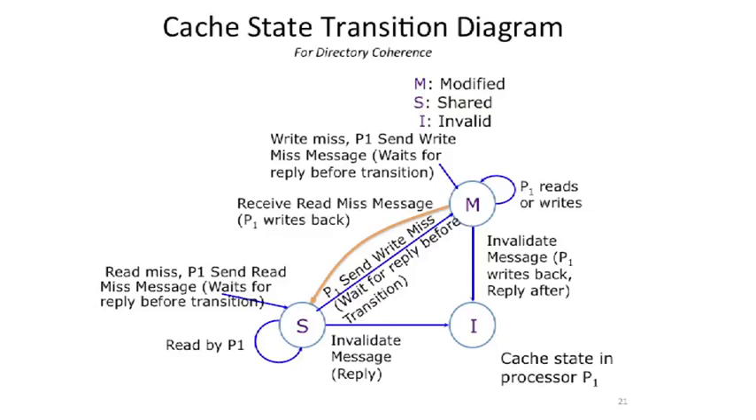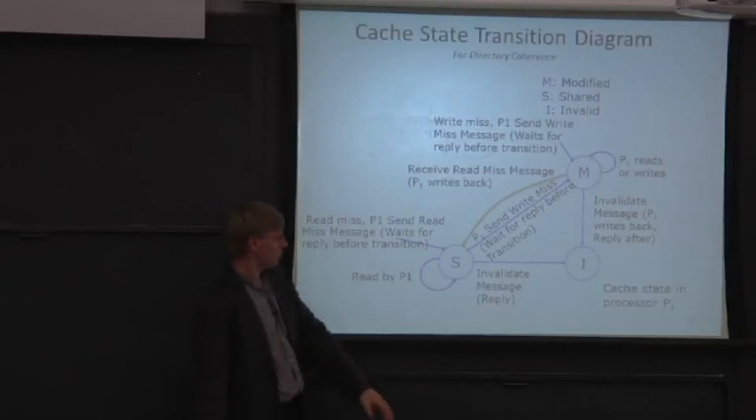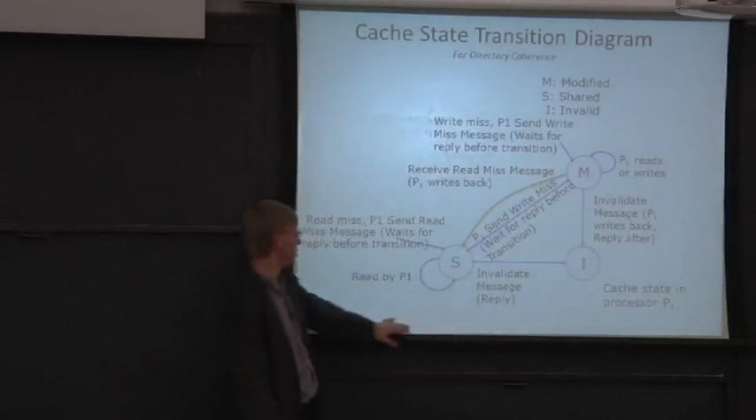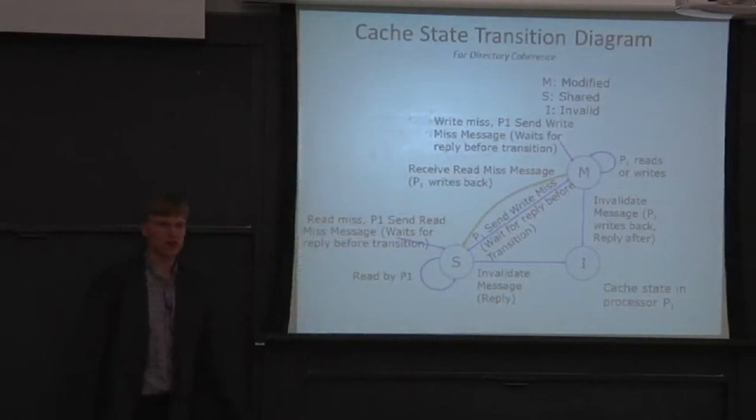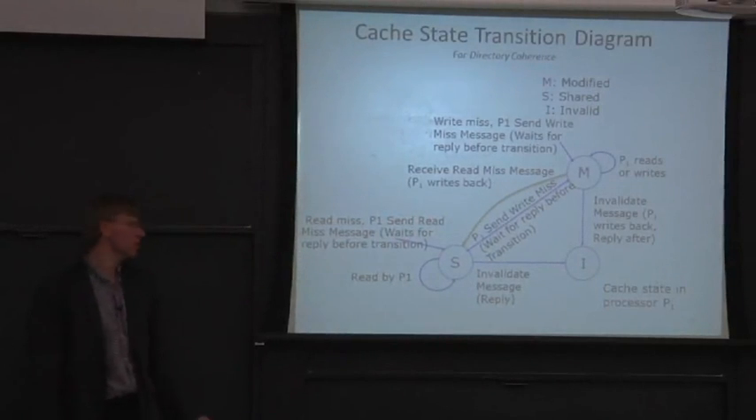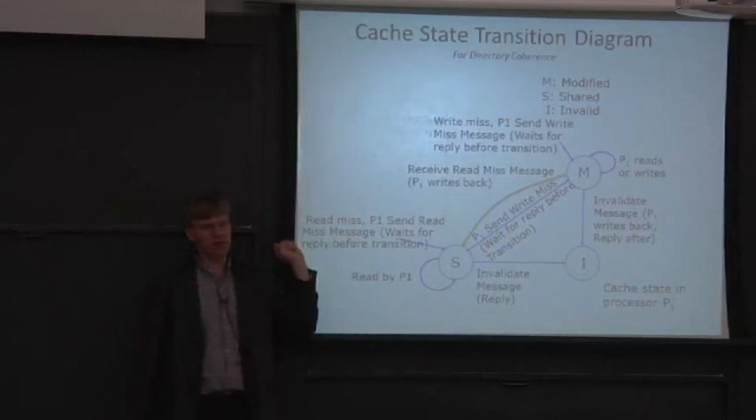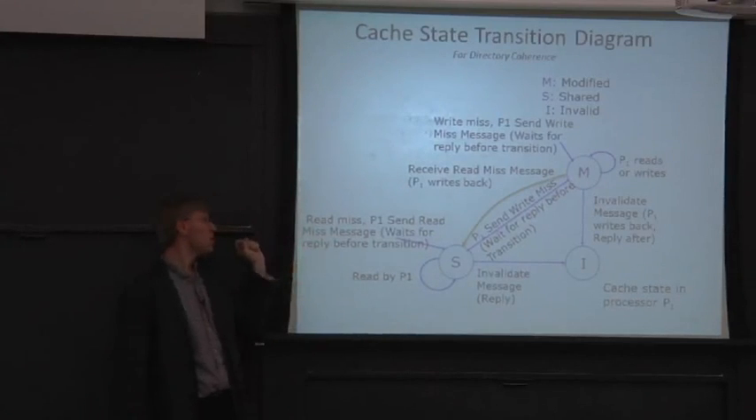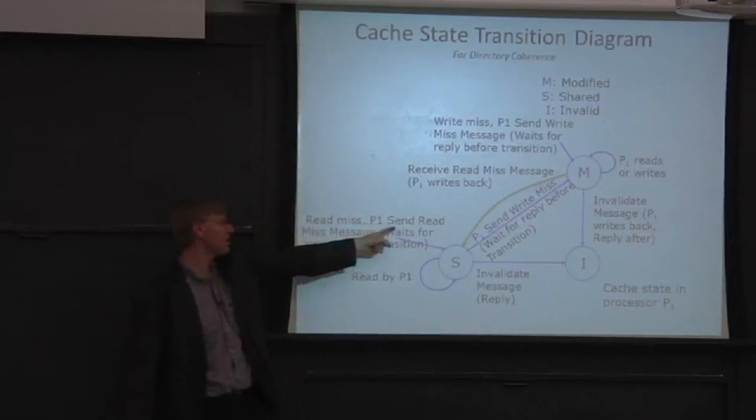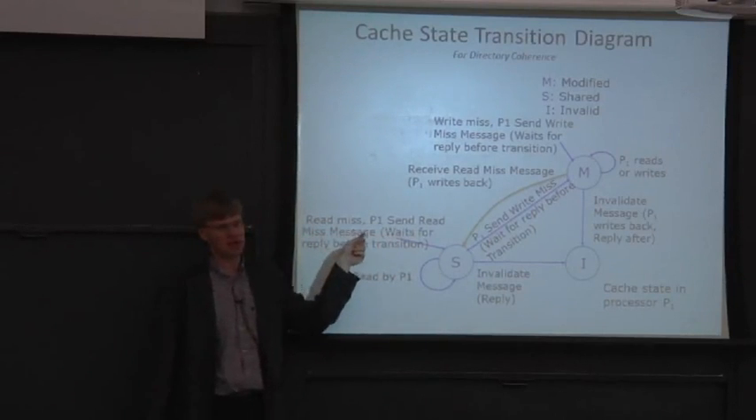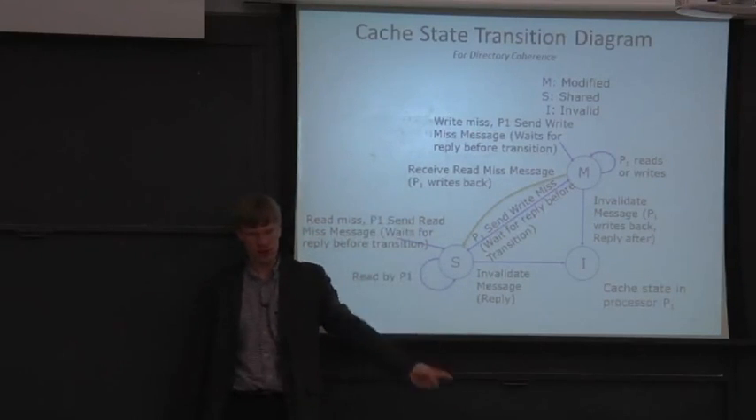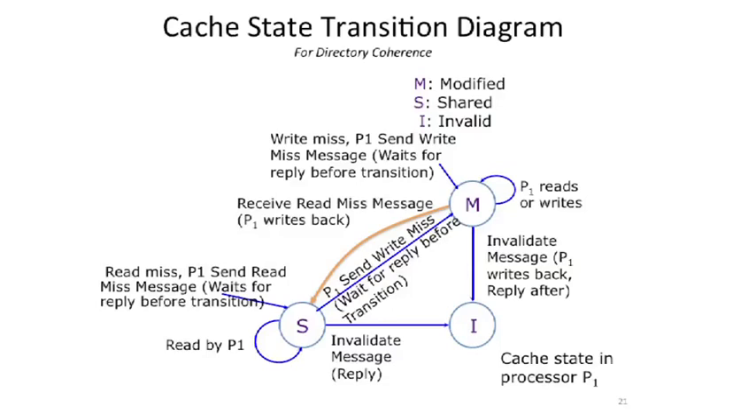We'll start with the entry points. We start off in invalid. And let's say we want to get a readable copy of this line. So we're going to take a read miss. Processor 1 is going to send a read miss message to the directory controller. During that time, it does not have a readable copy. It cannot access the data. It's effectively still in the I state.